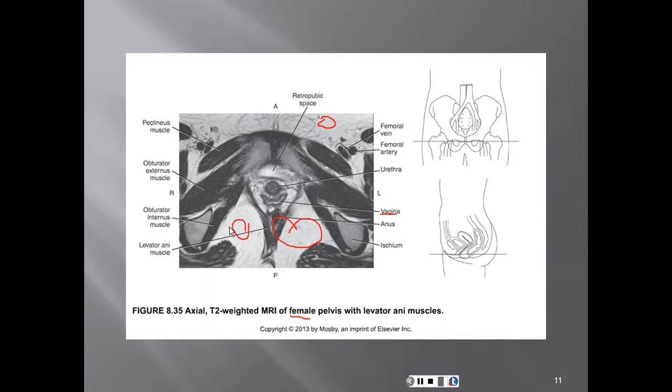So the primary muscles of the pelvic diaphragm are the levator ani and the coccygeus muscle. The levator ani muscles are the largest and most important muscles of the pelvic floor. The two coccygeus muscles form the posterior portion of the pelvic floor.